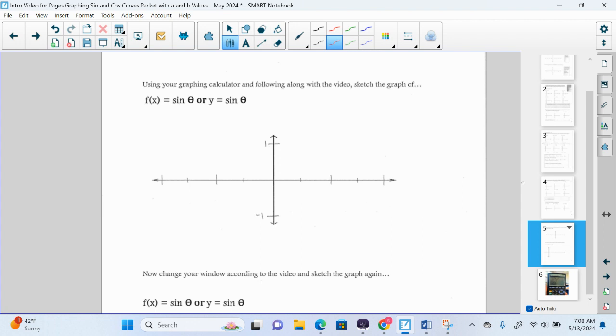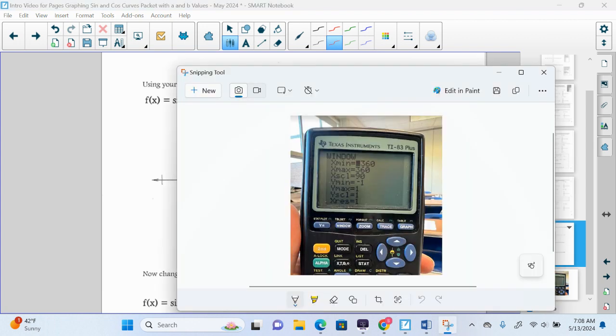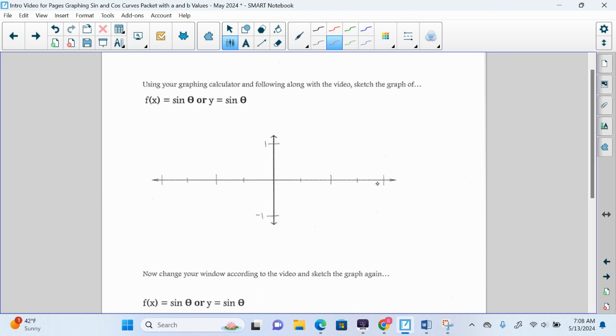On our tick marks, every tick mark on your calculator was 90 degrees. So this is 90, 180, 270, 360. I'm going to put 360 here. I'm going to put 180. If you put 90 and 270, that's fine. I'm also going to put negative 180 here and negative 360 here. In each graph we may change it slightly, but that's generally what we have here.